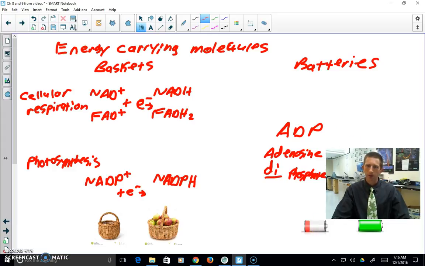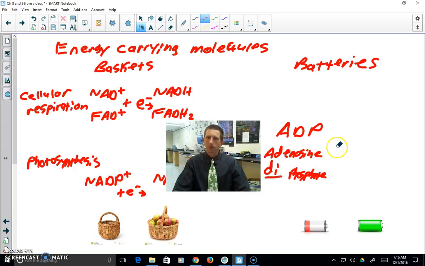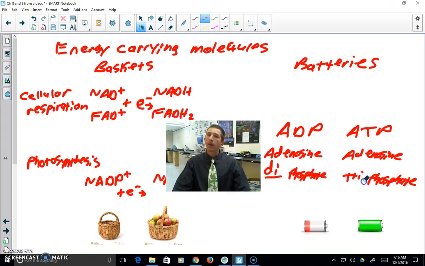And then if I take my little video and move it out of the way, we can see that our fully charged battery is going to be ATP, and that stands for adenosine triphosphate. Adenosine triphosphate. Right, and that's our fully charged battery. That's where we have a lot of energy.